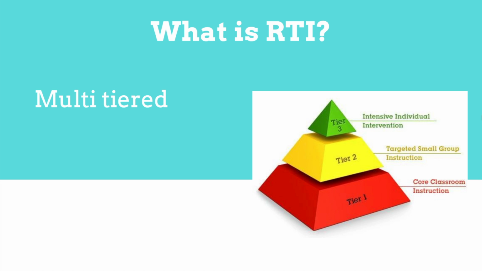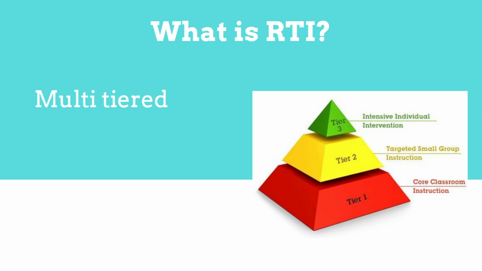RTI is a multi-tiered approach to providing academic and behavioral supports to students in need. Most times in RTI, there are 3 tiers to the model. However, there could be 4 or 5 depending on what the school has decided to do. So what does a multi-tiered approach mean? RTI functions by first assessing all children in a general education classroom. This is the first tier, Tier 1.